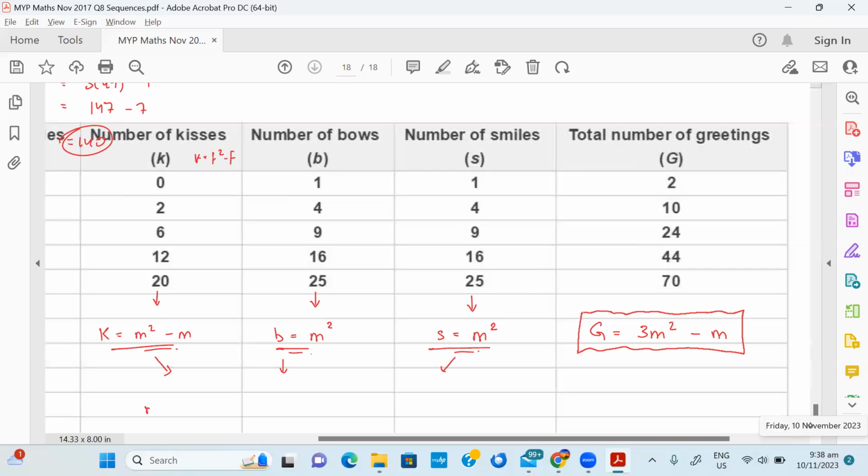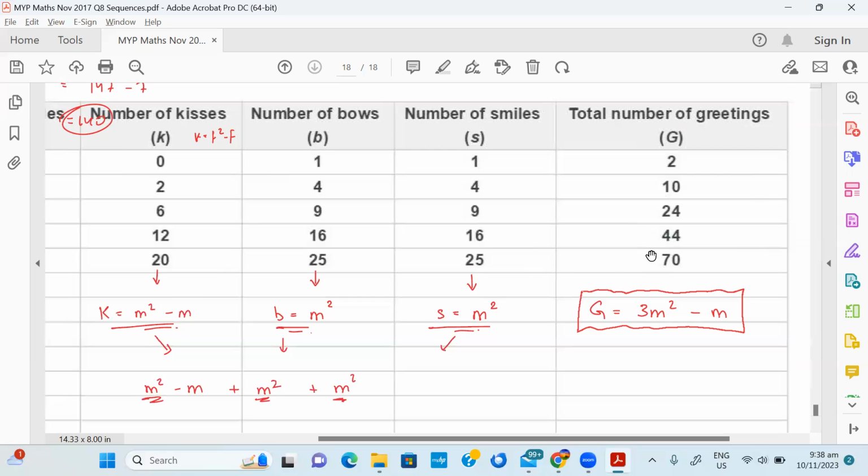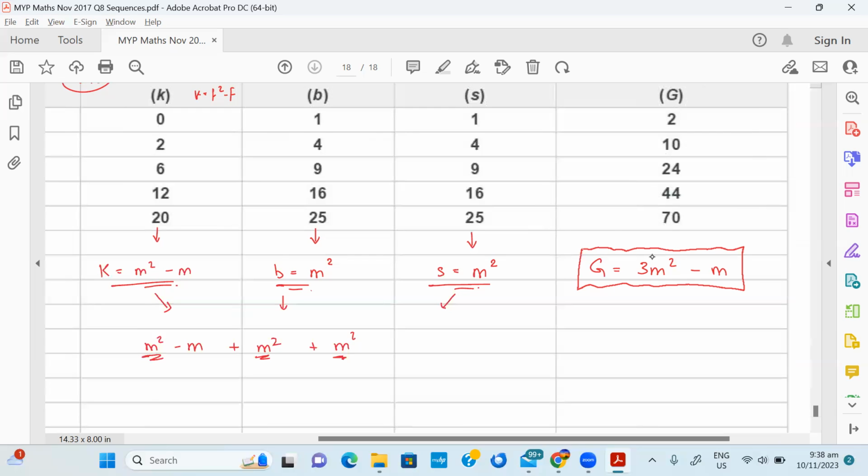So I just want to do m square minus m plus m square plus m square. How many m squares do you see? Three of them, right? So you just go down and write down something like 3m square minus m. There is only one minus m over here, and that's it.